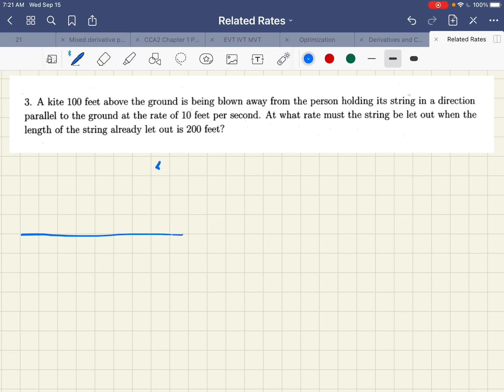Here's the ground. Here's the kite. And then there's a person over here holding the string. I'm going to figure the difference between the ground and where that person is holding the string is negligible, since we're talking about distances of 100 feet, and a person wouldn't be anything very close to that. All right, so there's my drawing, and the kite is 100 feet above the ground. And we want to label some other things about this diagram. So I'm going to label this side of the triangle x and this side of the triangle y.